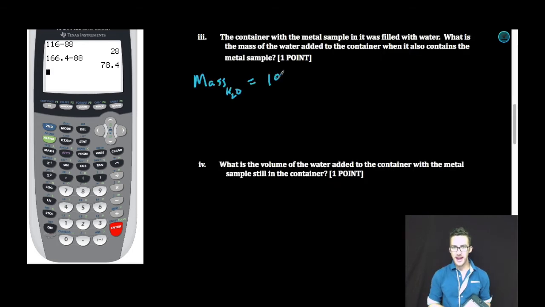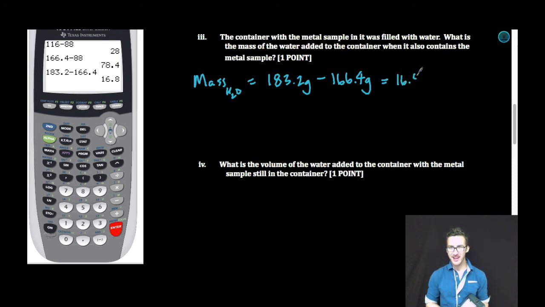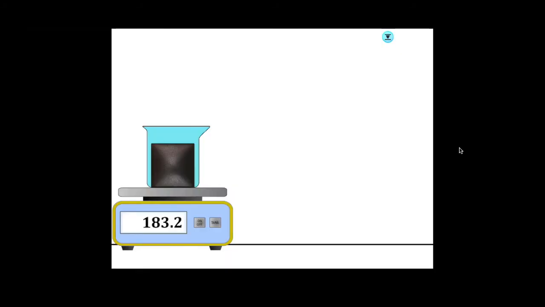All right, we've got 183.2 grams. That's the container, the metal, the water, minus 166.4 grams. That's the container and the metal. Calculator. 183.2 minus 166.4 equals 16.8 grams.